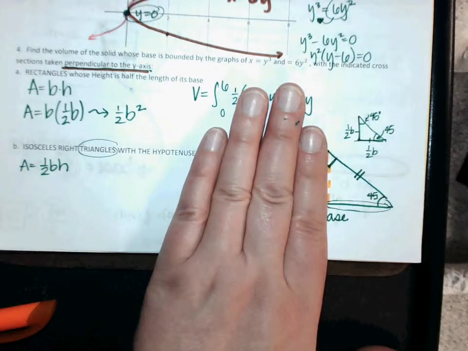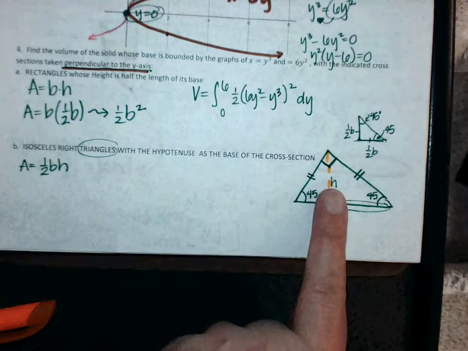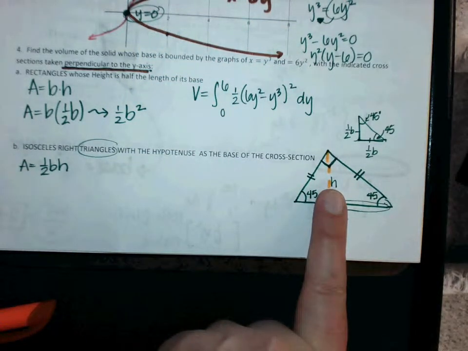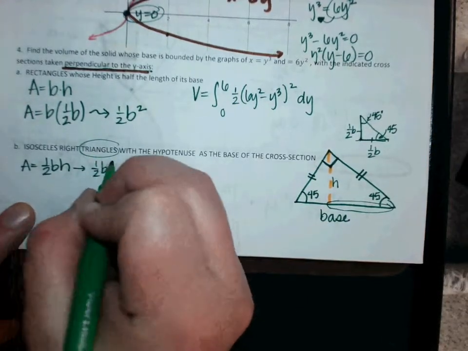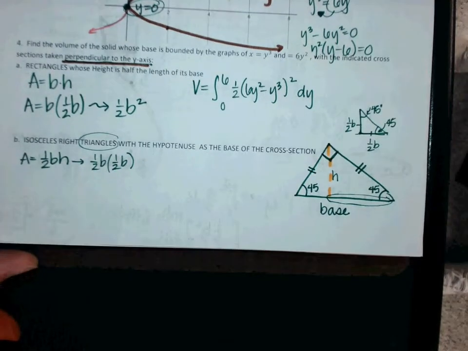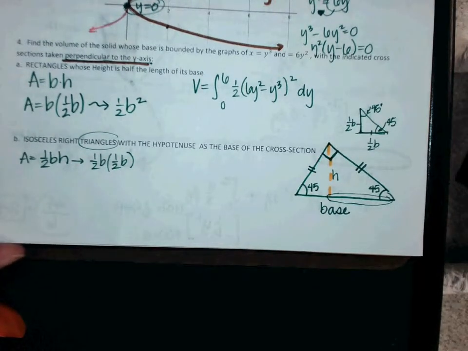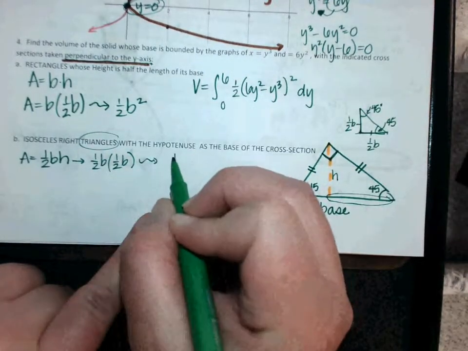Which means that in my original formula, when I need to know the height, I'm going to replace height with half of the base. So it'll now be this. Half b times h, where h is half of the base. And that'll reduce to a fourth b squared.